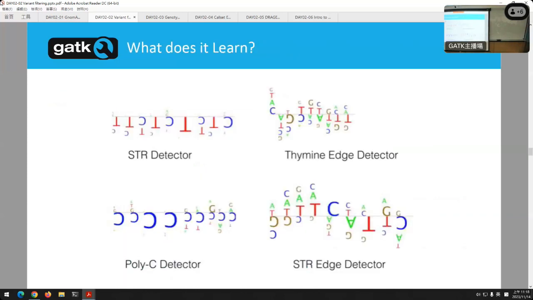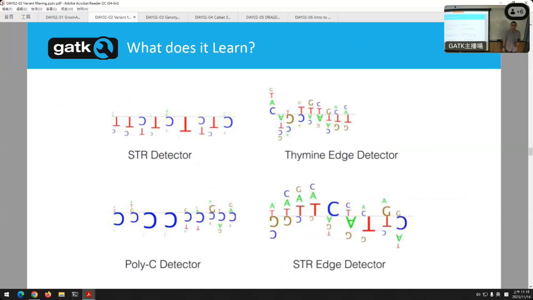So here are some examples. It definitely learns. Usually the letters on top mean it learns that those are true alterations in the genome, and things on the bottom are false positives. For example, let's look at the bottom left one, the Cs. What it means is when there's a bunch of Cs in a row in the genome, the sequencers tend to make mistakes and make them more Cs. That's what it's learning there.